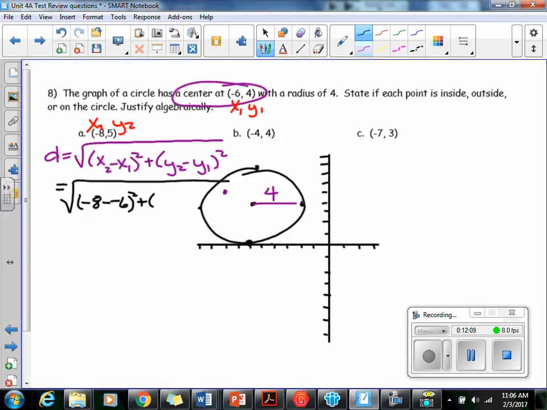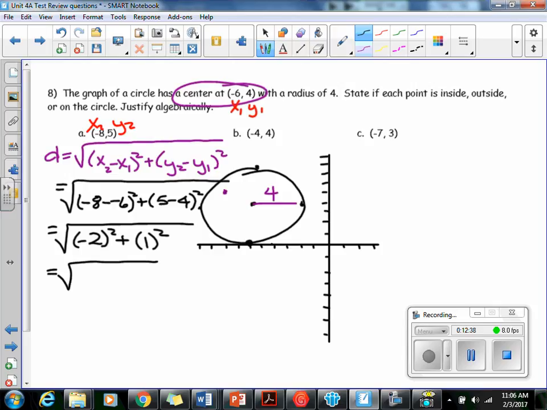What is y2? Yeah, +5. What is y1? 4. Okay. What happens with these two negatives? It becomes a plus. So I actually have -8 plus 6. What is -8 plus 6? -2. All right, so that's -2 squared plus 5 minus 4 is? 1. So 1 squared. -2 squared is? 1 squared. So I end up with the square root of 5.